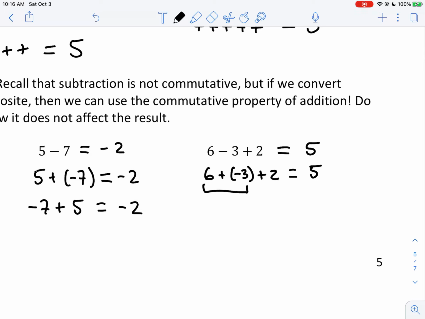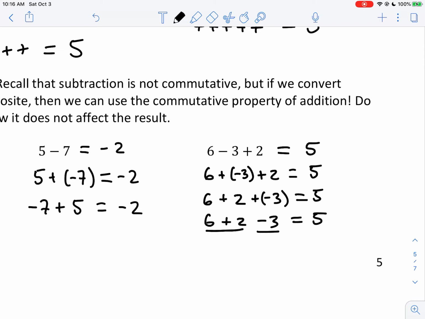Associative property, you could do that first. 6 plus negative 3 is 3, and then add 2. You get 5. You could also use commutative properties. Do the 6 plus 2, and then add the negative 3. So you get 8, and then add negative 3 to that, and put that in parentheses. That also gives you 5. You can switch it around and then go back to subtraction. So you could do this instead: 6 plus 2 is 8, and then subtract 3, and you get 5.